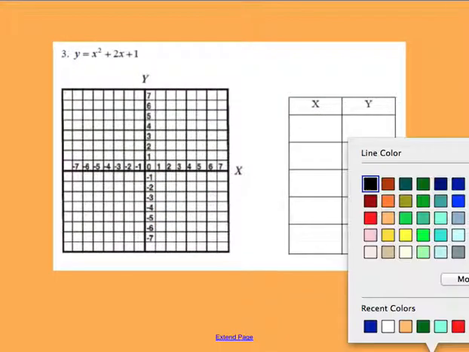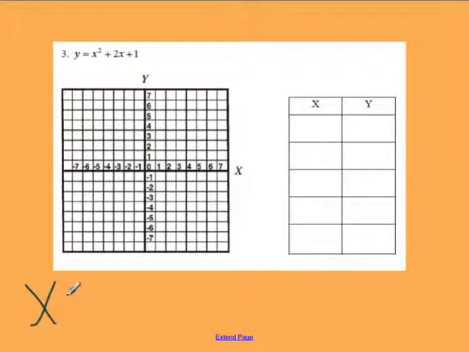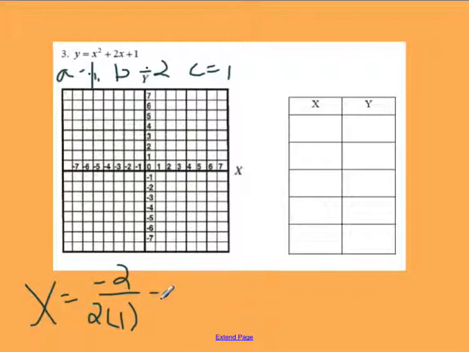For number 3, the first thing we want to do is calculate out the vertex. So we want to do opposite of b over 2a. If you still need to write this part out, a is equal to 1, b is equal to 2, and c is equal to 1. Feel free to do that. Then we're going to do opposite of b over 2 times a. Negative 2 divided by 2 times 1, which is 2, is going to give me negative 1. So the x-coordinate of my vertex is negative 1, and I put that in the middle of my chart.